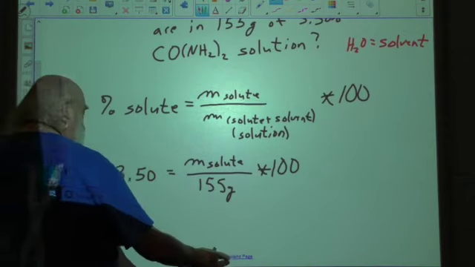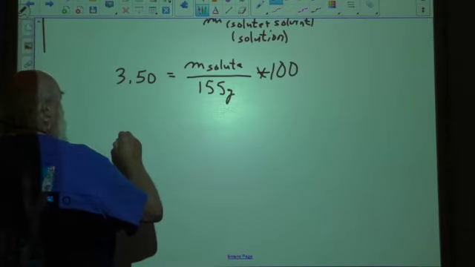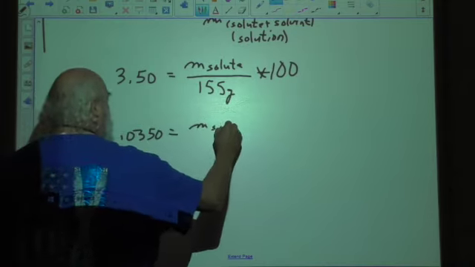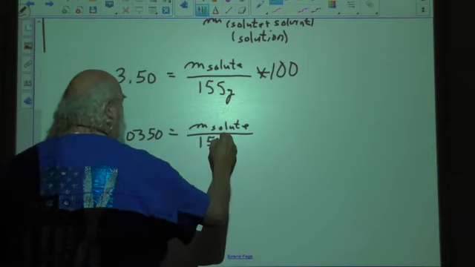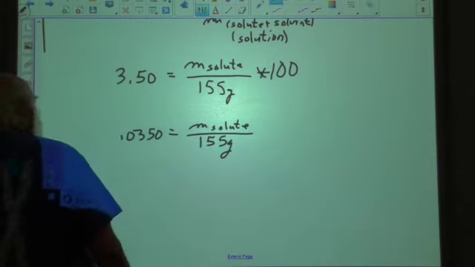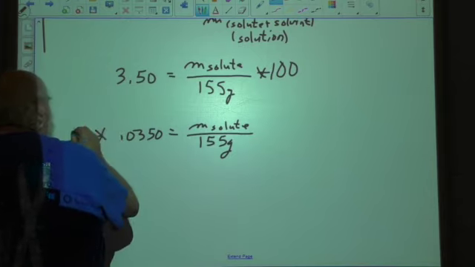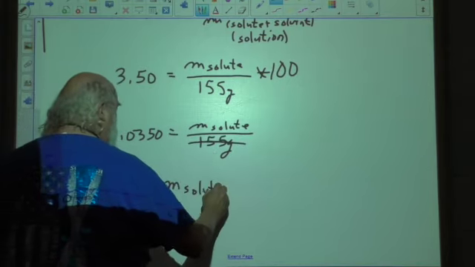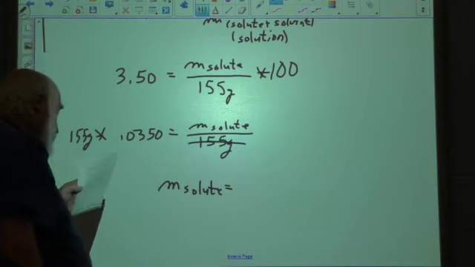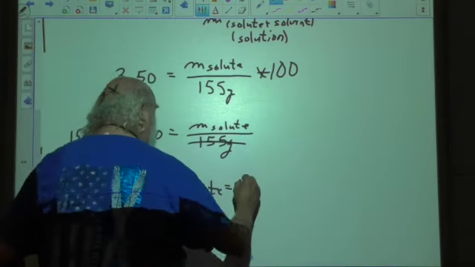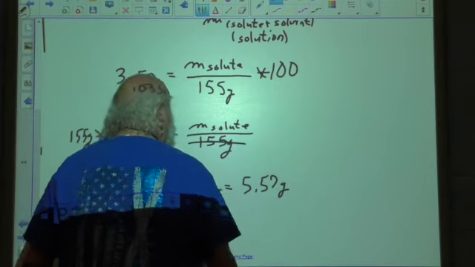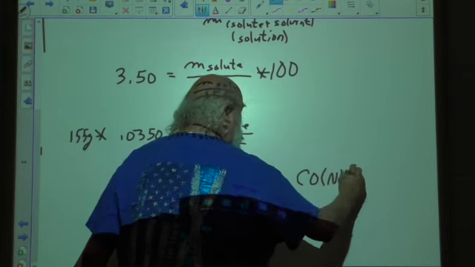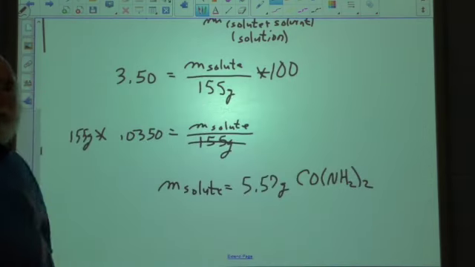So now we divide by 100. So we get 0.0350 equals mass of solute over 155 grams. And then multiply by 155 grams. Cancel it out. And the mass of solute, when we multiply 155 by 0.0350 is 5.57 grams of the CONH2. That's how you do the problem.